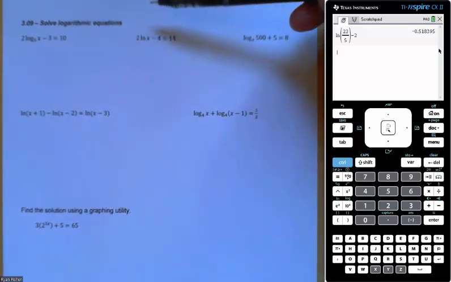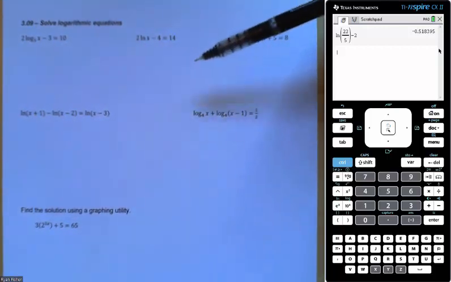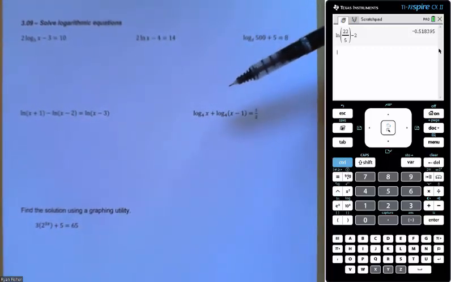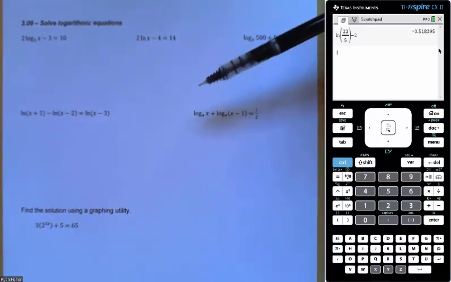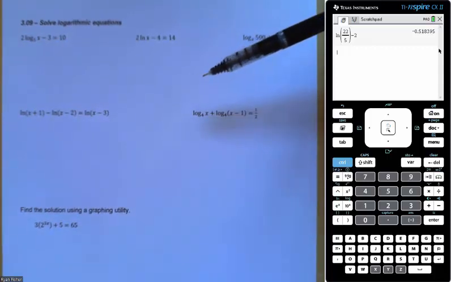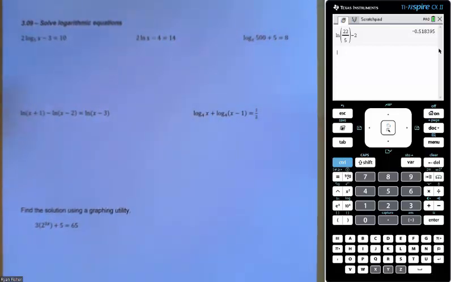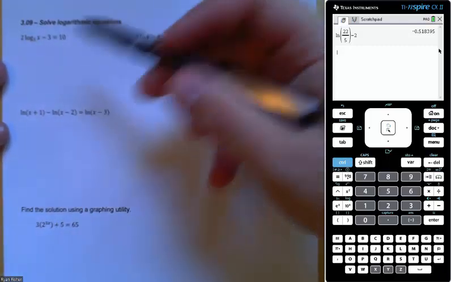When solving logarithmic equations, my approach is going to be very similar to exponential equations. I'm going to try to get the log by itself, and then I'll use the inverse of the logarithm, which is to, in effect, make each side of the equation an exponent of whatever the base of the logarithm is. So I'm going to try to get this logarithm by itself.